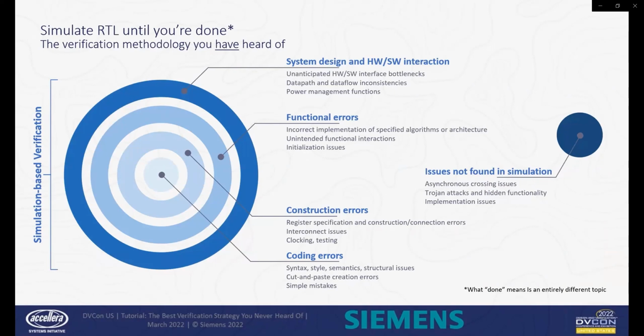Harry's prescription to get us out of the verification crisis includes, first, reducing bug counts and bug density from the start. Let's think about areas where bugs exist in the development process. They're found everywhere from simple coding errors into design construction errors, then functional errors, items where the implementation of algorithms or the architectural specification isn't correct, and there are unintended interactions, and even where there are initialization issues. Finally, silicon is always one piece of a system, so there are system design and hardware and software interactions to consider.